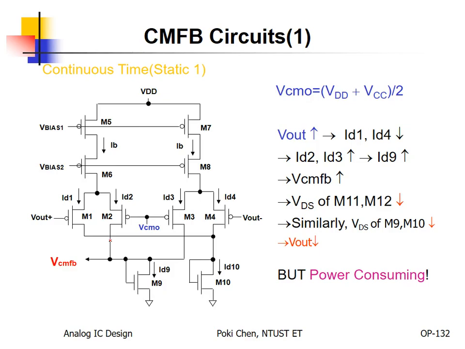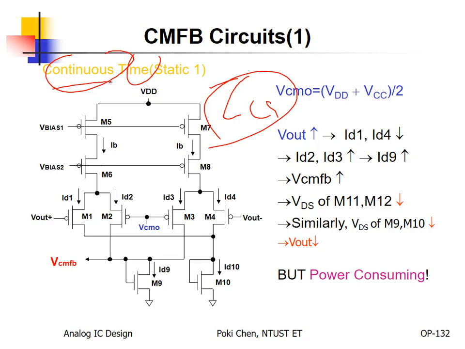We call it continuous time, which means a static CMFB circuit. Why do we call it continuous time? Because the DC current IQ flows all the time and never stops. So for such a continuous common mode feedback circuit, usually it is power wasting. You waste some power to make it. All right, let's go for it.